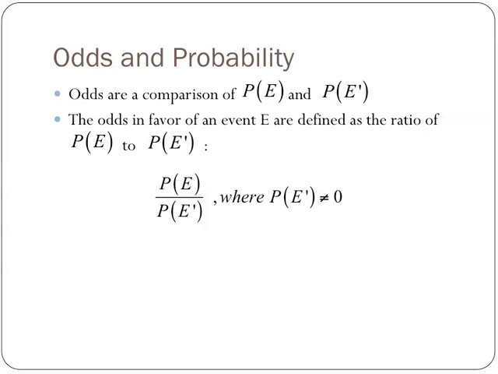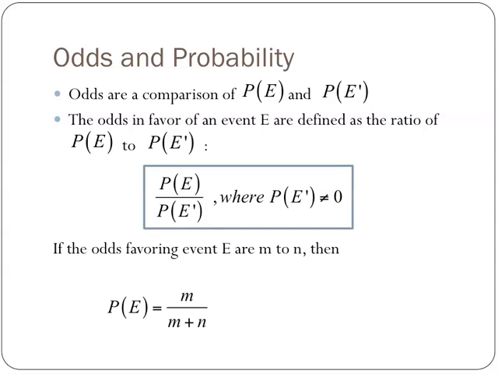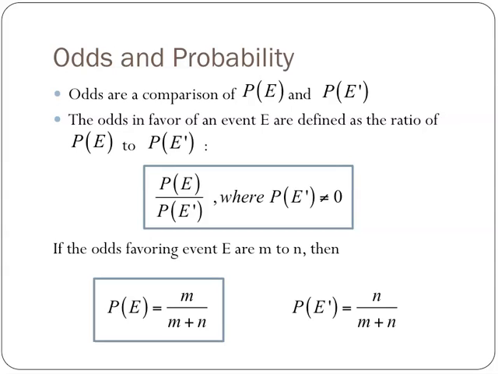Now if the odds favoring event E are M to N, then you can translate them back into probabilities. So the probability of E occurring is going to be M over M plus N, and then the probability of E prime occurring is going to be N over M plus N. Those are the two things that you need to know, how to go back and forth between odds and probability. And typically when you're talking about odds, you're talking about the ratio of this happening to it not happening. But with probability, it's always the ratio of this happening to all the different possibilities.